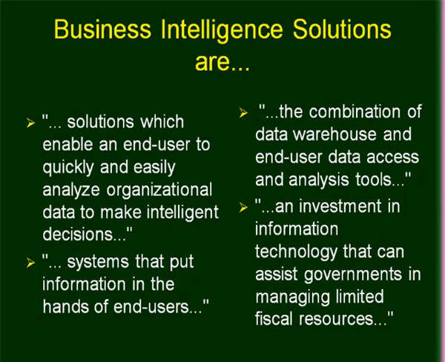There are 4 different kinds of solutions displayed on the slide. BI solutions enable an end user to quickly and easily analyze organizational data to make intelligent decisions. Business intelligence systems put the information in the hands of end users. BI is the combination of data warehouse and end user data access and analysis tools. A BI solution is an investment in information technology that can assist governments in managing limited fiscal resources.